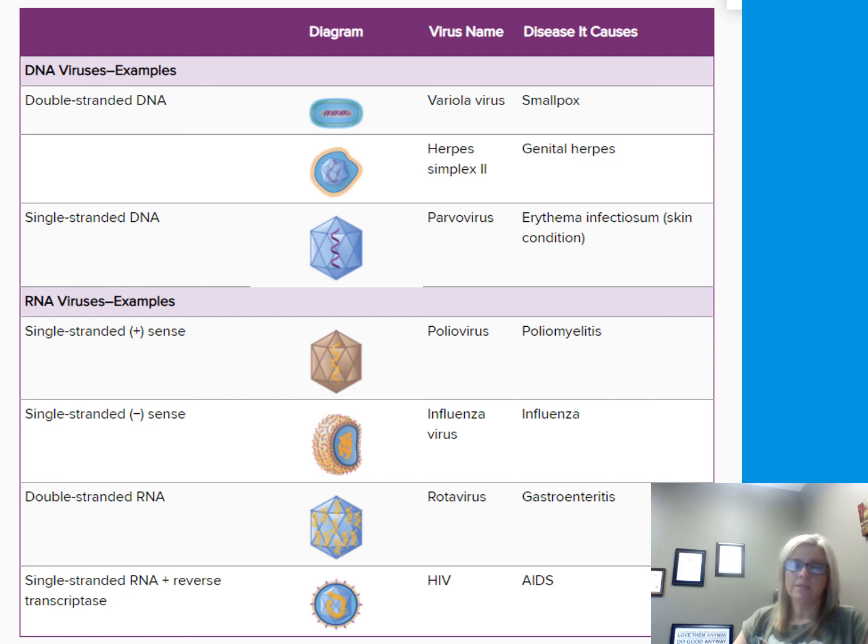Double-stranded RNA is going to be found in rotavirus, which is a very common gastroenteritis or stomach virus that you see a lot in children in preschool, kindergarten type age. Single-stranded RNA, which is going to include reverse transcriptase, positive strand, is what HIV, human immunodeficiency virus, is going to be, and that is going to cause the disease acquired immune deficiency syndrome, which is, of course, known as AIDS.